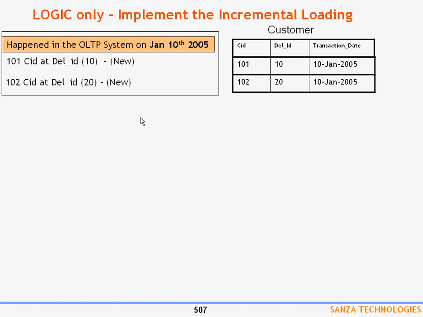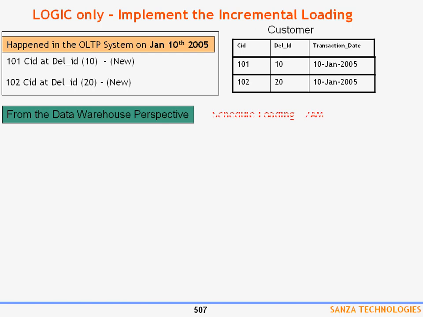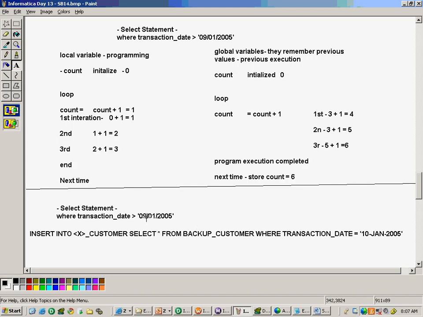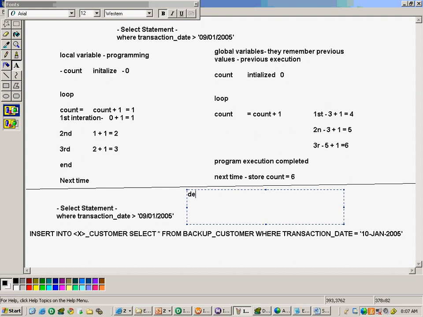The OLTP system in project, some Java program, some front-end screens will be there to insert the data. So they have inserted 10th January data. So first time I'm going to extract the data from 10th January data. So what I do, instead of putting this date in the where clause, I will declare a variable. How to do it in Informatica, I will tell you. I will declare a variable, which they call a mapping variable. Where to declare, how to declare, I will tell you.